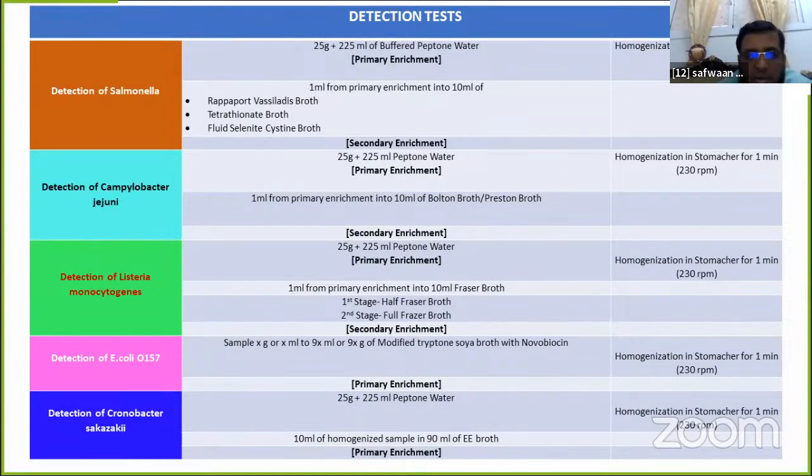For Salmonella, it is Rappaport Vassiliadis, but for Campylobacter jejuni, it is Bolton broth or Preston broth. Again, in the case of Listeria, you can see the second stage, the 10 ml media is changed to Fraser broth. Then for E. coli O157, it is changed to modified tryptone soya broth with novobiocin. And for Chronobacter sakazakii, it is changed into EE broth. So based on the type of pathogen, we have to use different media here for detection tests.